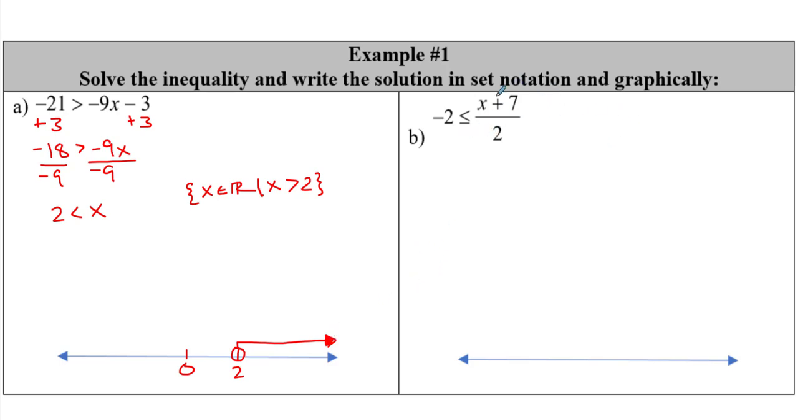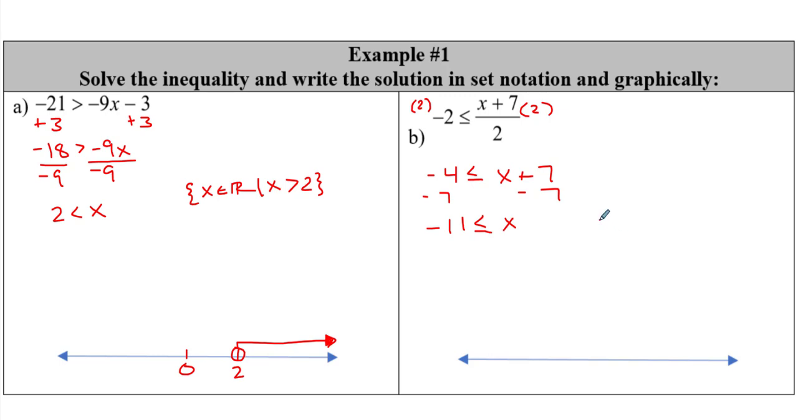Alright, example B, we are going to first clear out this fraction by multiplying both sides by a +2, so no sign flips here. We then get negative 4 less than or equal to x plus 7. I can subtract the 7 from both sides and I get negative 11. Okay, so this might want to trick you. Just because we have a negative solution here does not mean we flip the sign. Only when you divide or multiply by that negative number.